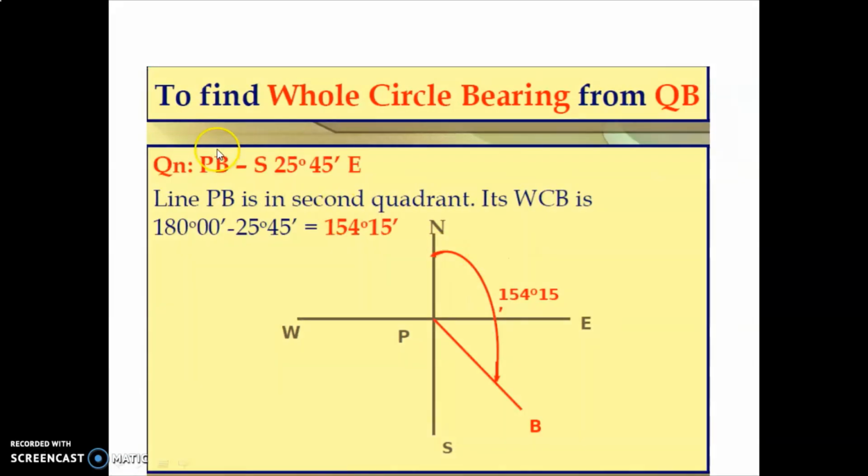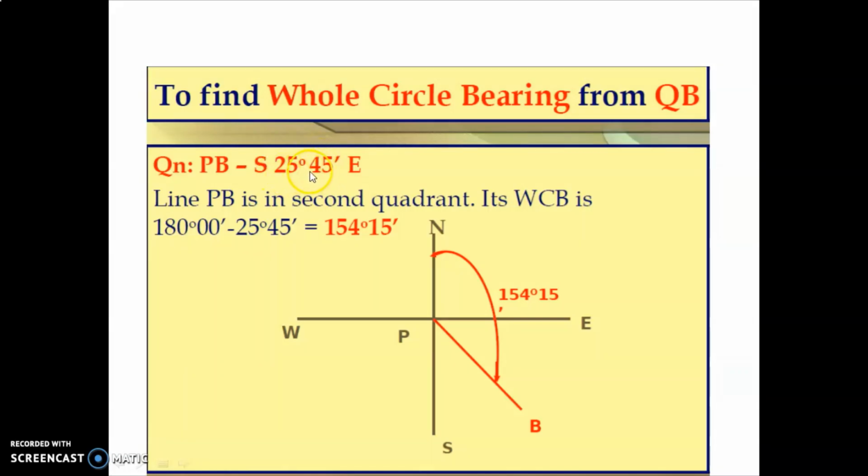Now the second question. Line PB is given and your QB is south 25 degree 45 minute east, and you have to convert this value into WCB. Vice versa process, dear students. Up till now we have seen 4 examples in which you calculate RB and WCB is given. Here RB is given and you have to calculate WCB, and we have already seen one example of that, and this is the second example.